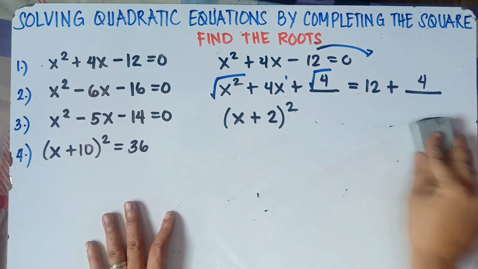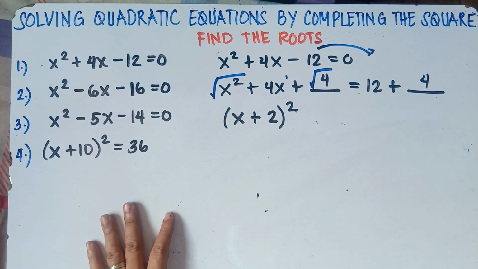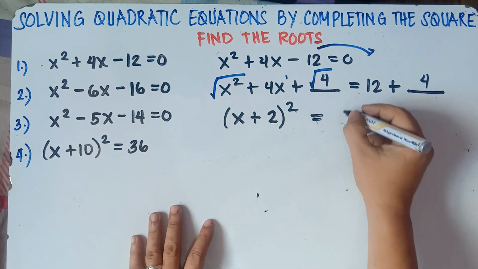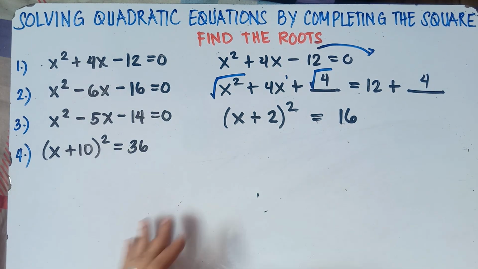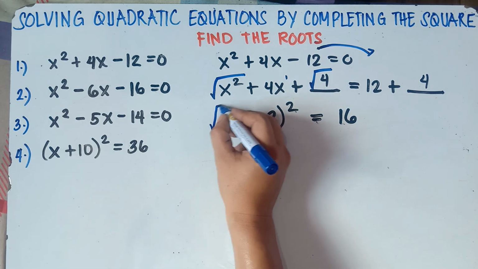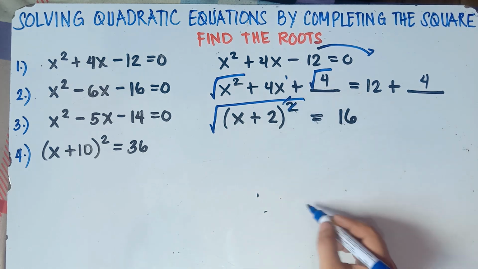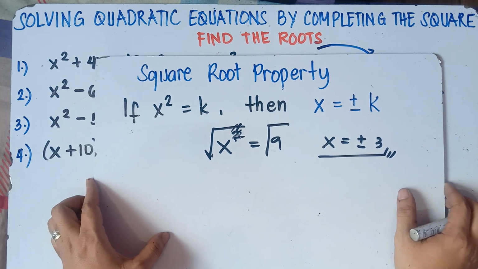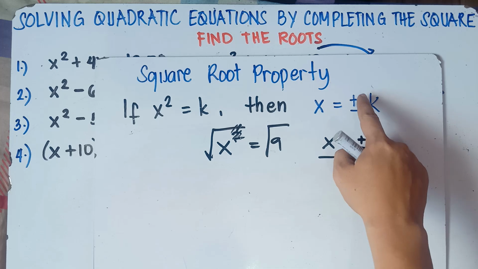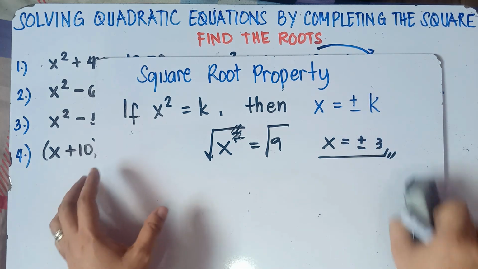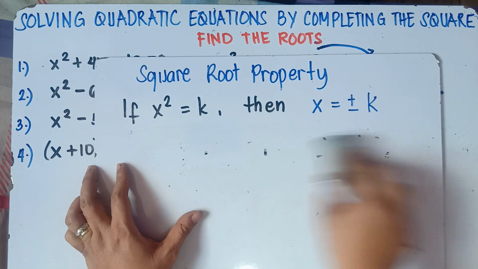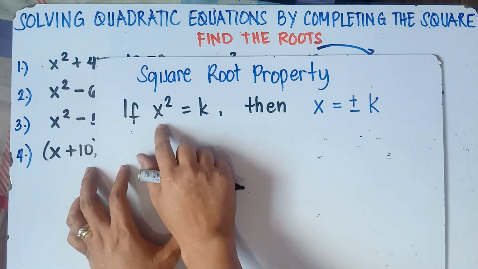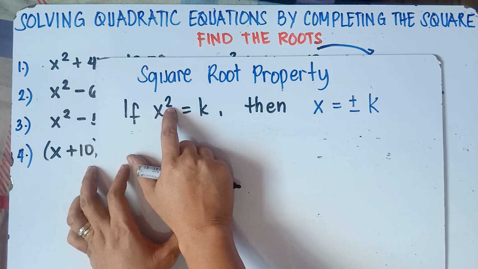Alright, so after this one, class, you add this one, 12 plus 4. So equals 12 plus 4, that would be 16. Alright, so next step, class, to get the value of x, we extract the square root of both sides so that we can cancel this out. Now always remember this one, class, in the square root property, if x squared equals k, then x equals positive or negative square root of k. Let me give you an example, class. If we have a quadratic term, once again, class, we call this one a quadratic term because the exponent is 2.